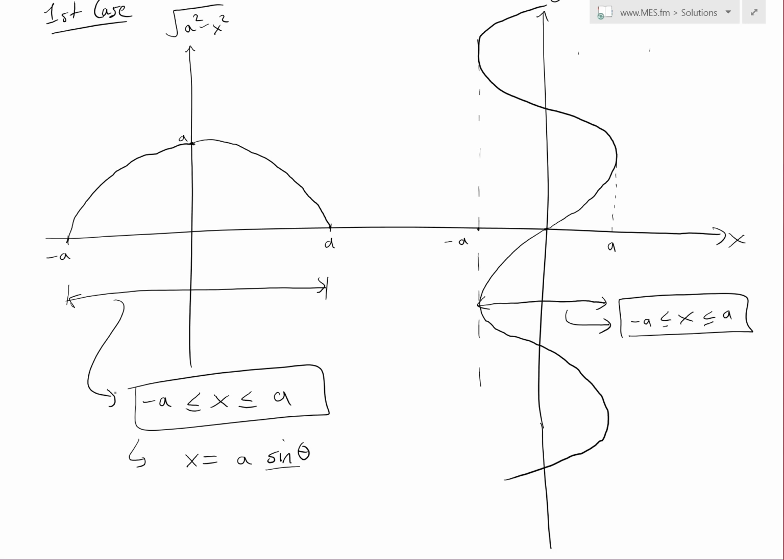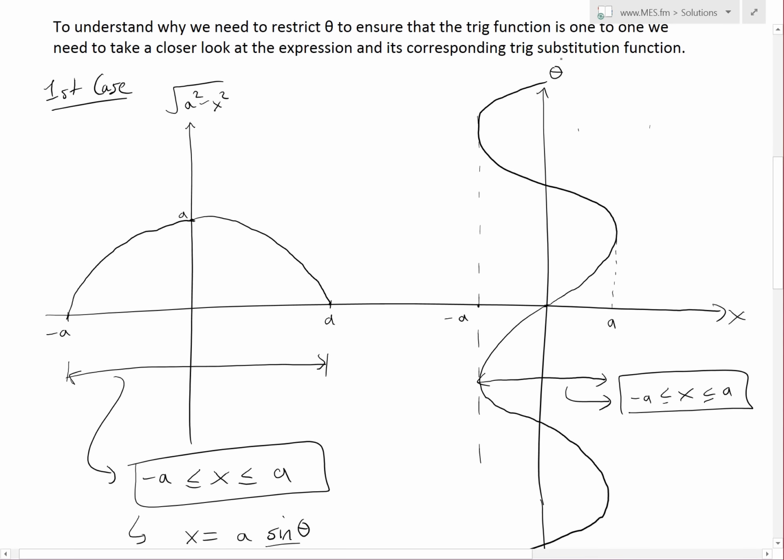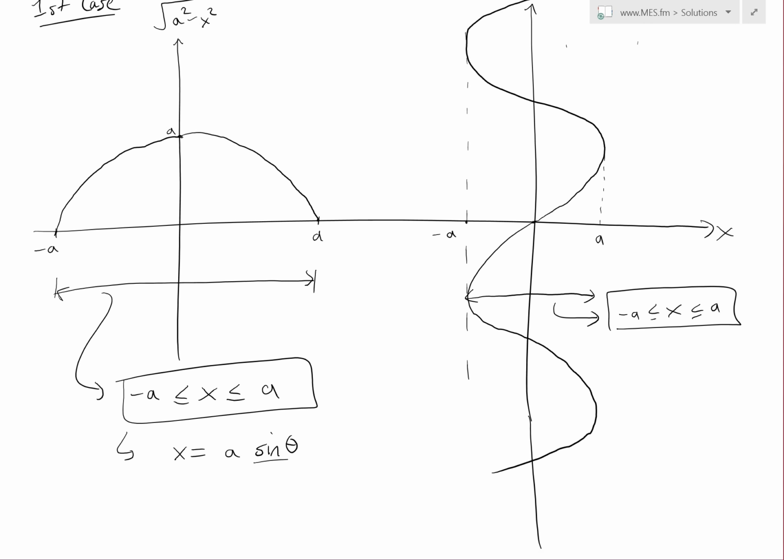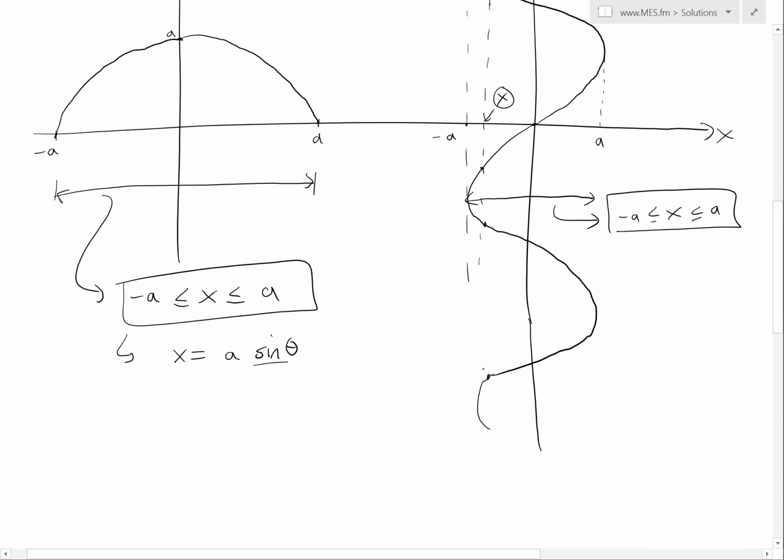But notice how this function, with this sine, goes right and left in this case because we flipped it. So what this means is if we were to just draw a line downwards like this, and let's call this point x, then at this point we get multiple values of theta. There are multiple values of theta, and this keeps going on and on to infinity. So we get basically an infinite amount of points.